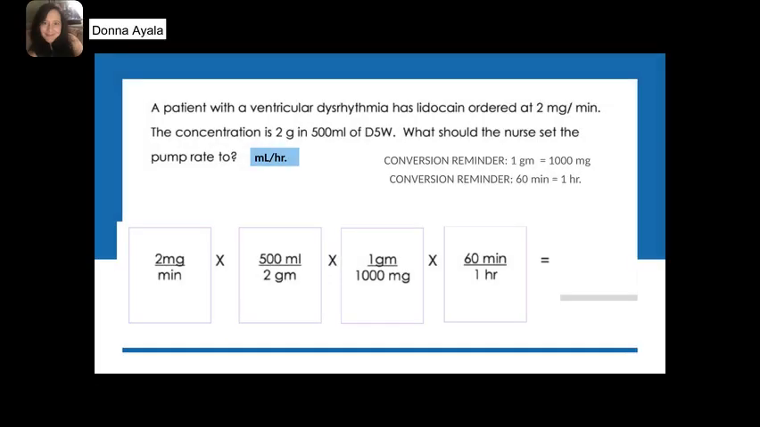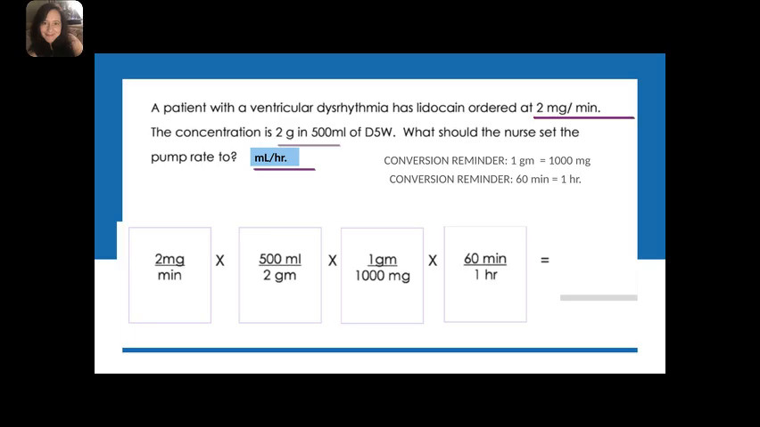So here we have a more complex problem whereby the concentration of a medication becomes important to the resolution or solving of the equation. And the reason why I know that is because the order identifies a concentration. So the order is 2 milligrams per minute. So that kind of gears me into that the rate of administration and the concentration become significant. So I'm going to start with trying to solve for this problem. I'm going to be solving for mils per hour.